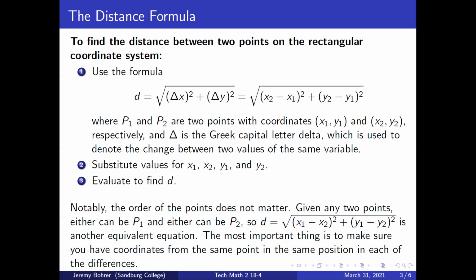Then substitute values for x1, x2, y1, and y2, and evaluate to find d. Notably, the order of points doesn't matter. Given any 2 points, either can be P1 and either can be P2. So d equals the square root of x1 minus x2 squared plus y1 minus y2 squared is another equivalent equation. The most important thing is to make sure you have the coordinates from the same point in the same position in each of the differences.